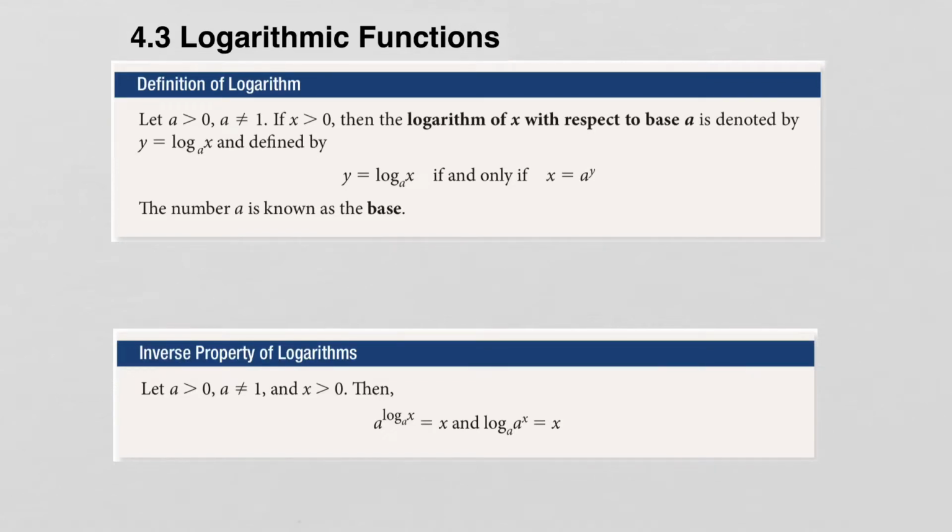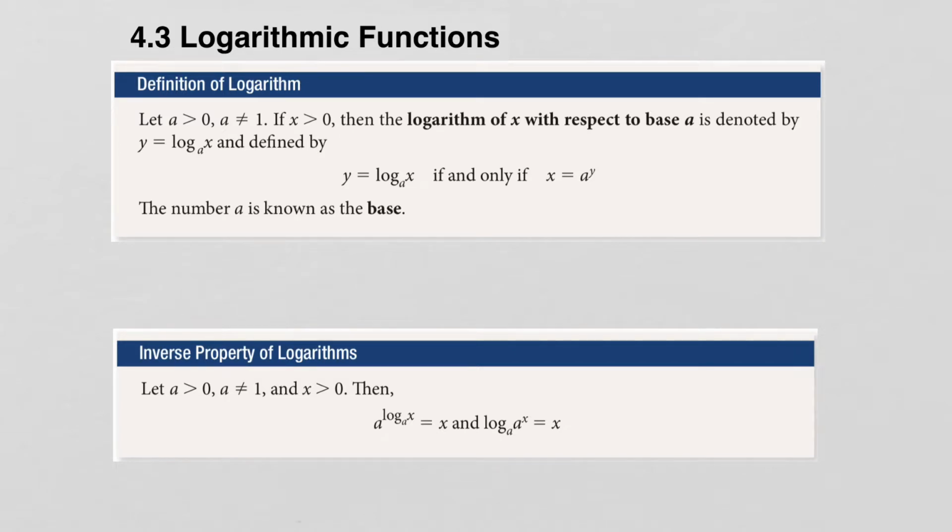In section 4.3, we look at logarithmic functions. Let's start with the definition of a logarithm. For this, we will assume that a is a positive number and that a is not equal to 1. If x is a positive number, then we say the logarithm of x with respect to the base a, denoted by y equals log base a of x, is defined to mean that x is equal to a to the y. So this equation here and this equation here are equivalent. And the number a is known as the base.